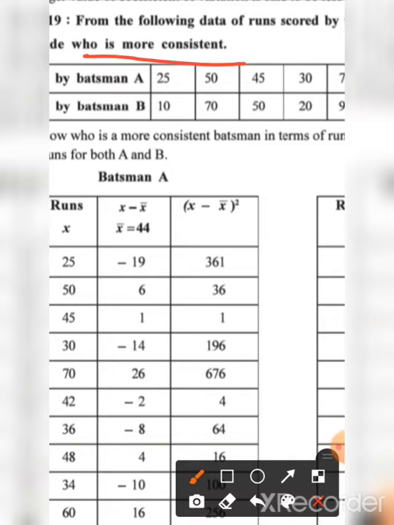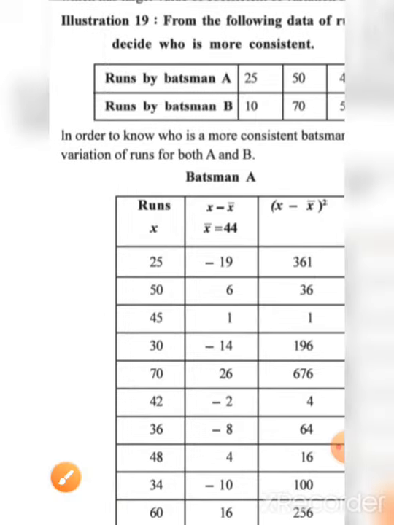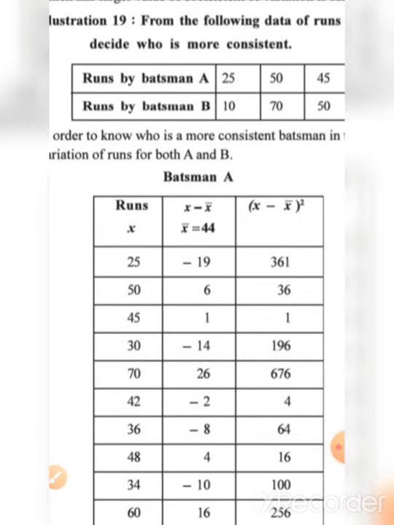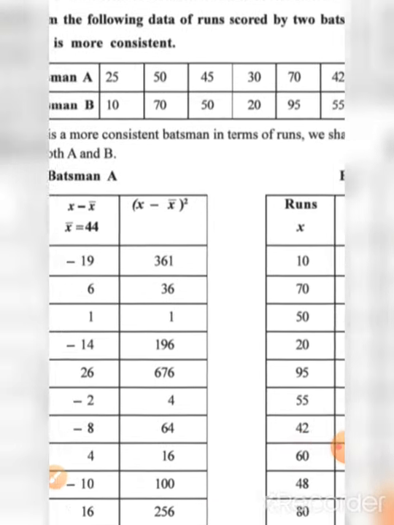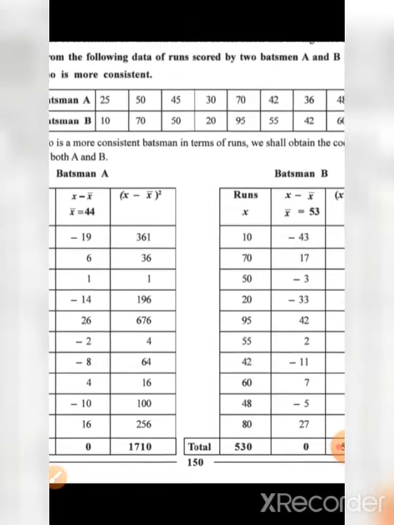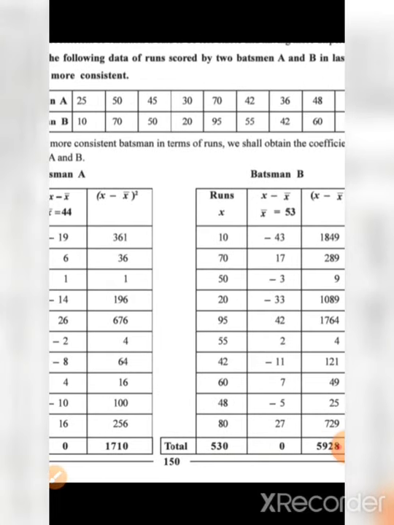So what has been given over here? In the sum they have given runs scored by batsman A and runs scored by batsman B. So that will be your xi. See over here there are two types of data, that is batsman A and batsman B.